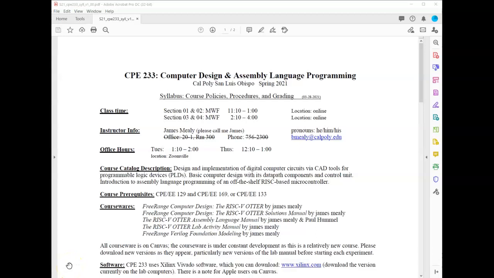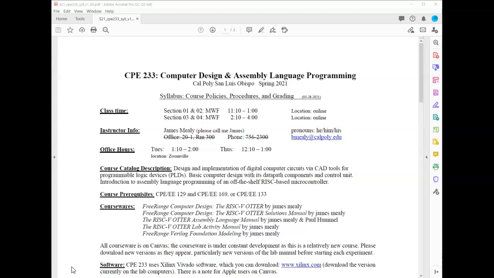This is CPE 233. We're going to go over the syllabus. This is the syllabus for the spring 2021 quarter. So I teach two sections. I call it the 11 to 1 section and the 3 to 4 section. I'm sorry, the 2 to 4 section.